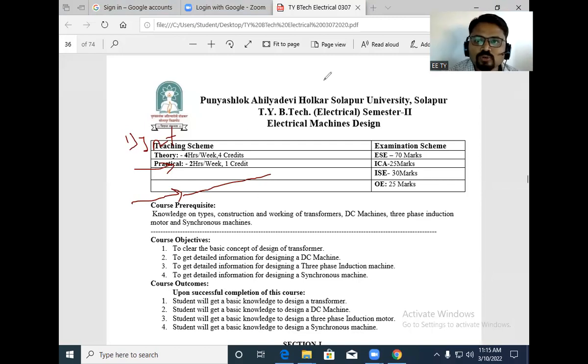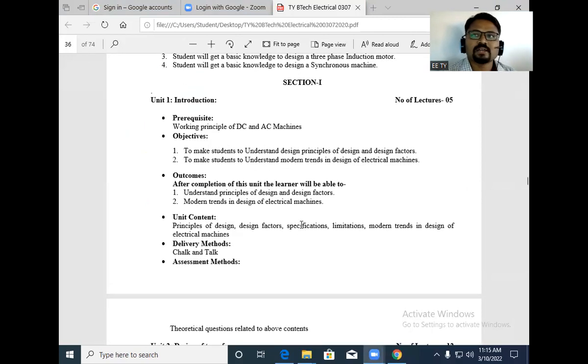Okay. So write down the name of the first chapter, that is introduction. What is the name of our first chapter? Introduction. Below that, write down its sub points. Sub points in the sense, the unit content, which parameters are there in that particular chapter, meaning what we are going to learn. Okay, got it? So write down first, principles of design.